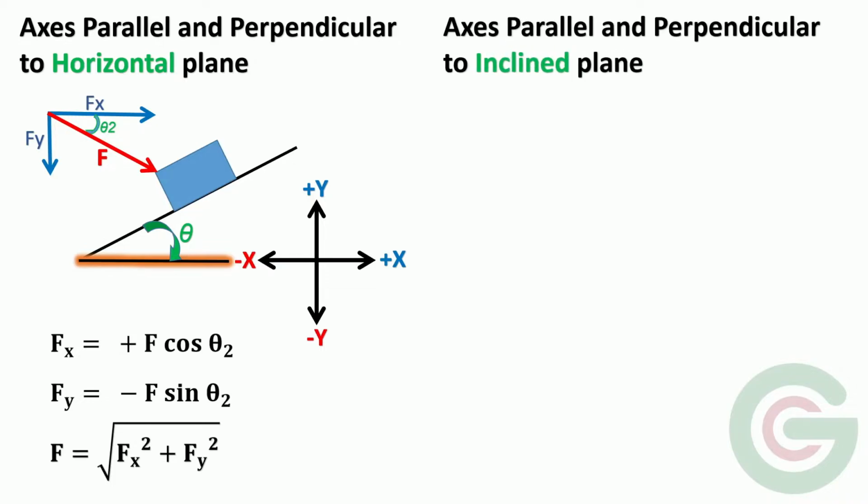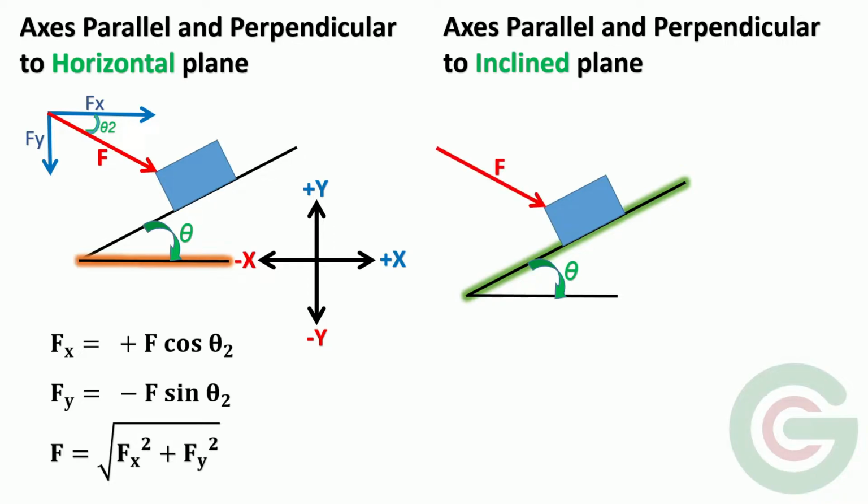Now let's resolve the force with respect to an axis parallel and perpendicular to the inclined plane. Again, this is the horizontal plane, this is the inclined plane. The angle of inclination is same theta. It is the same box on the inclined plane and the same force F acting on it. In this case, the x-axis will be parallel and y-axis will be perpendicular to the inclined plane. The x component Fx is drawn parallel to x-axis and y component Fy is drawn parallel to y-axis.